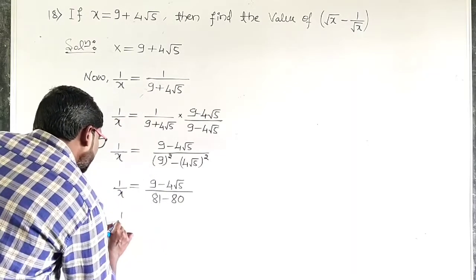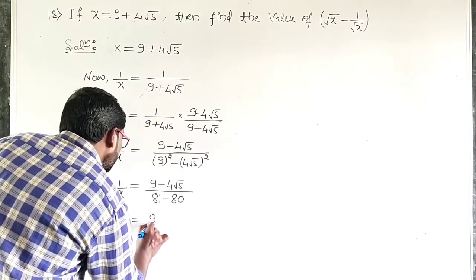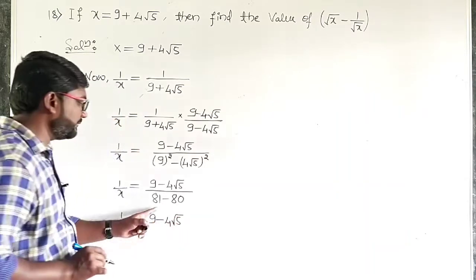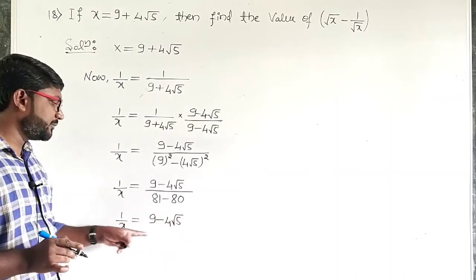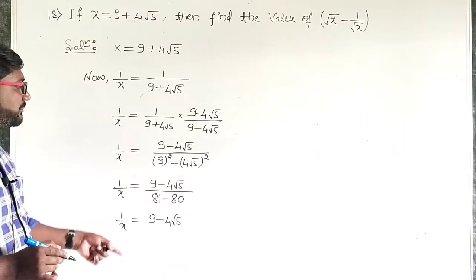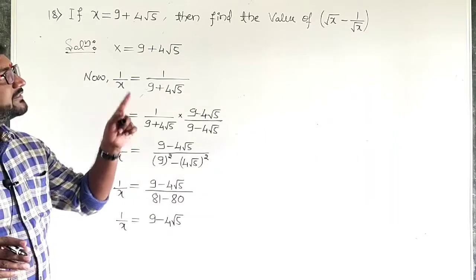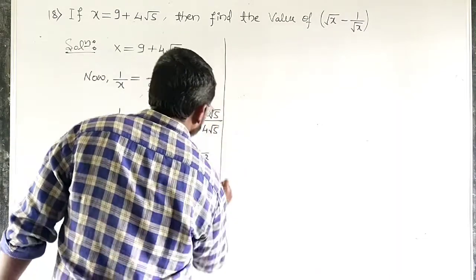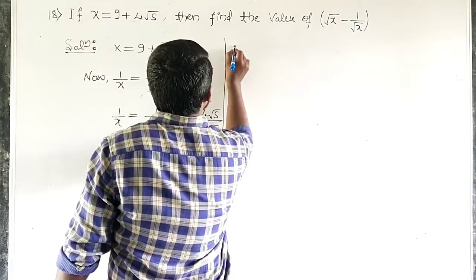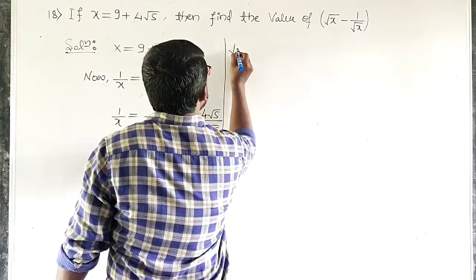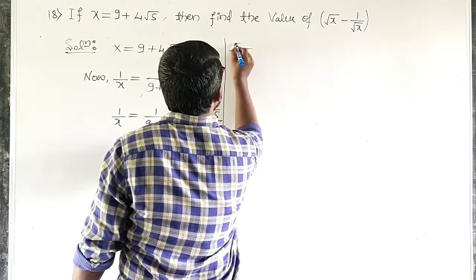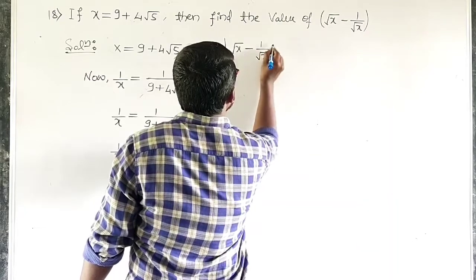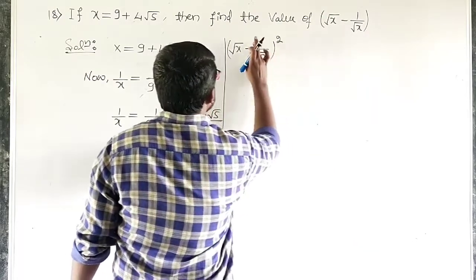So now 1 by x is equal to 9 minus 4 root 5, and 81 minus 80 will be 1. So anyway in the denominator 1 will be there. So this is 1 by x. Next we have to go for root x minus 1 by root x the whole square. So here root x minus 1 by root x the whole square.